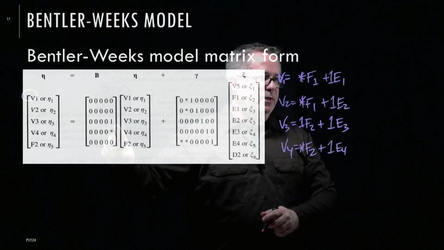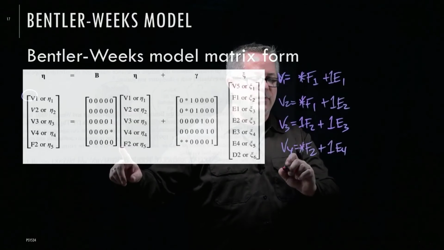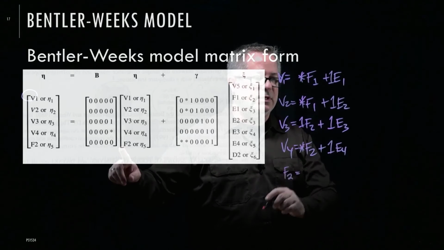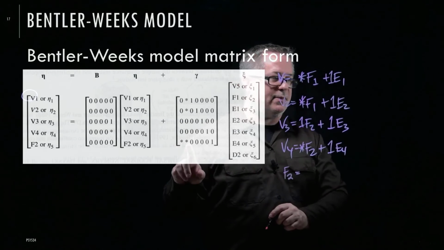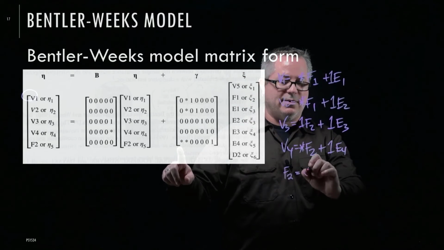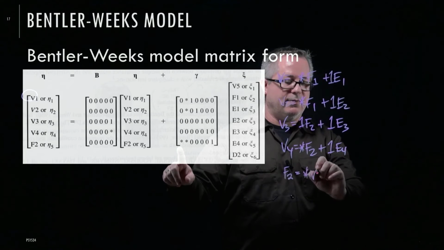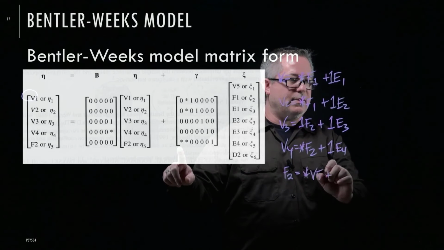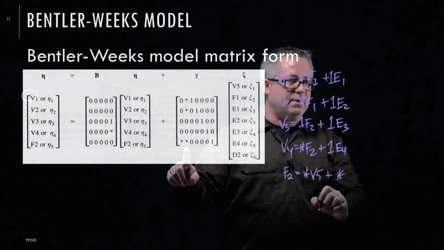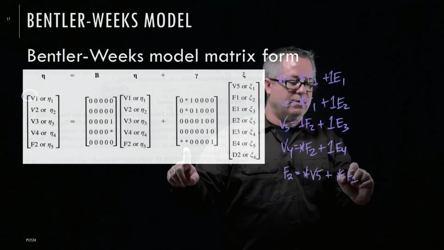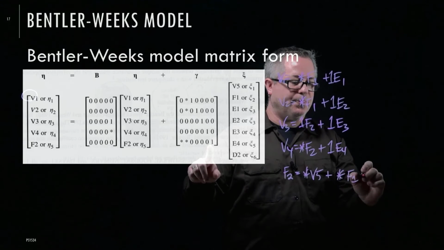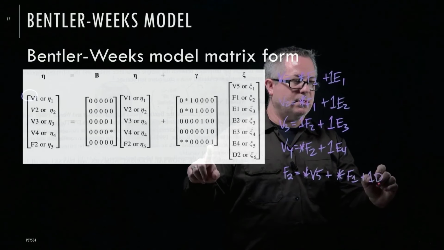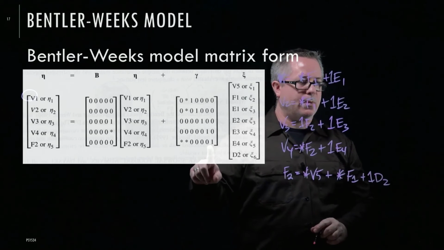is not being predicted by any of the other etas, right? So it's getting nothing from another of the exogenous variables, F2. But because it is endogenous, it is getting a bunch of stuff going on over here, right? So it's getting an asterisk times V5, plus another asterisk times F1, and then nothing, 0, 0, 0, 0, then 1 times D, or really, D2. Okay.